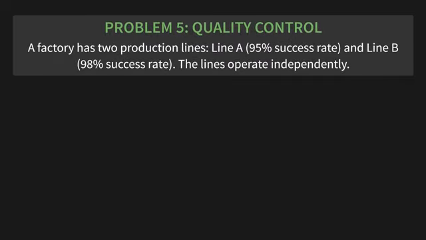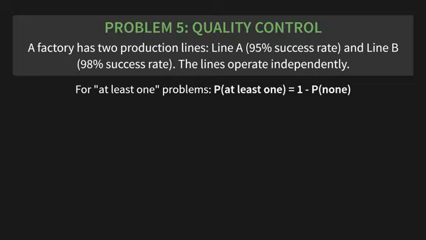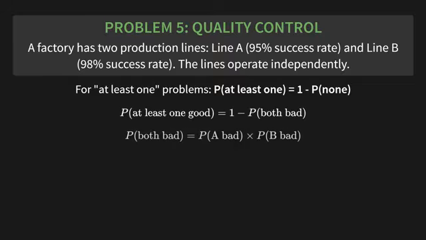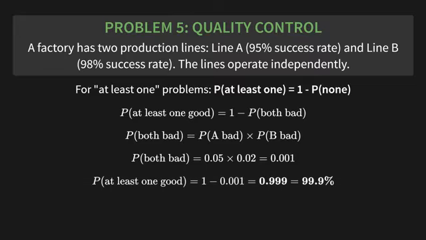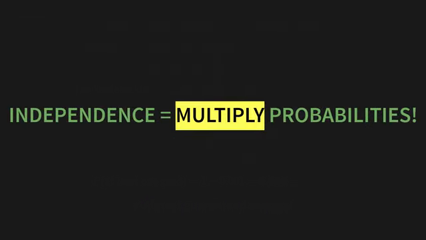Here's the smart way. Use the complement. For at least one problems, it's often easier to calculate the probability of none occurring, then subtract from one. For at least one good item, let's flip this around. The chance both lines fail is incredibly tiny, just 0.1%. So the probability at least one line succeeds, 99.9%. Almost guaranteed success.